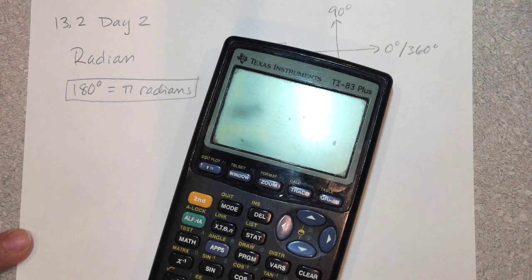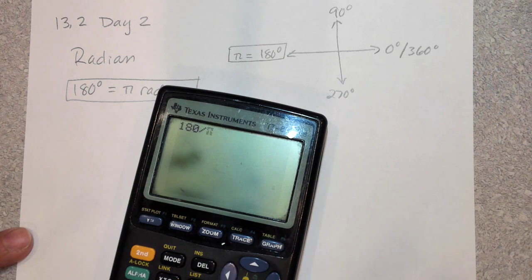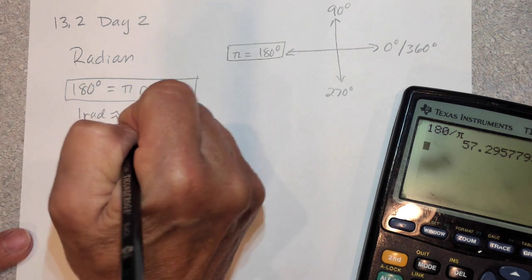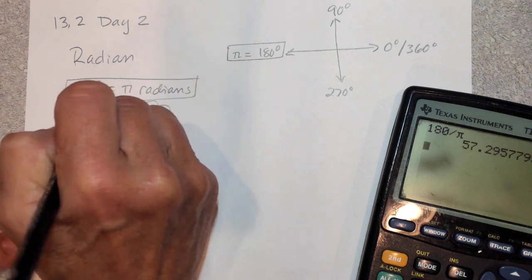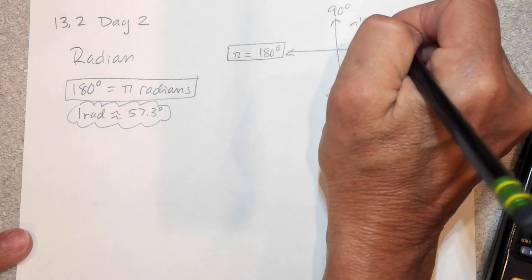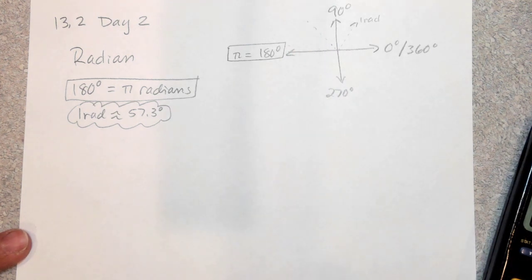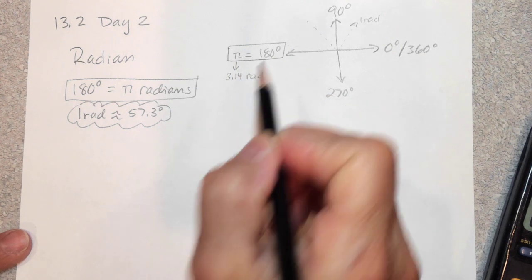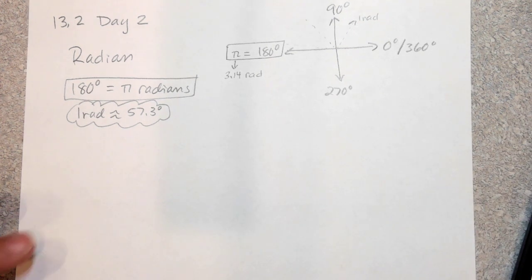If we went ahead and took our 180 and divided that by pi, we're going to see that 1 radian is about 57.3 degrees. So just to have an idea of how big a radian is, 1 radian would be all the way up to here. Then your second radian might be about here, and your third would be about here. And so it only takes 3.14 radians to get to that halfway mark where it takes 180 degrees. So a radian is a much bigger space than a degree.